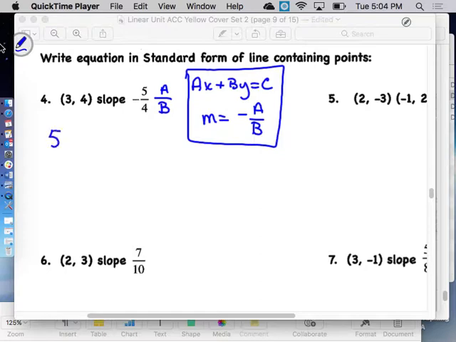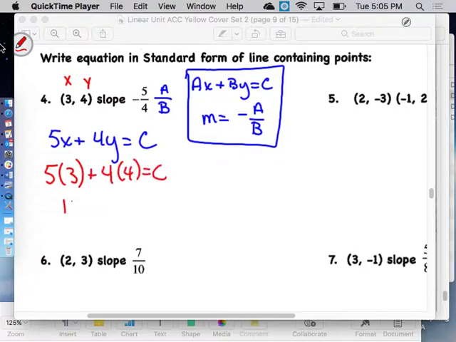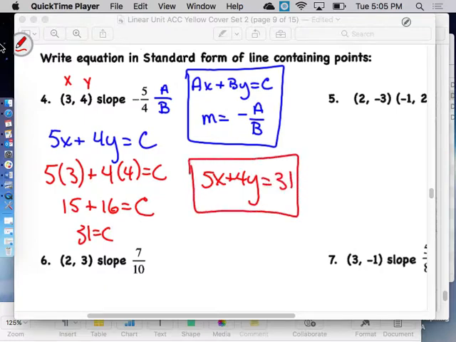So really you could start your equation off just like this. And then you're simply left trying to figure out what c is. And if you substitute in the xy values, it's pretty simple to figure out what the value of c is. So you're going to have 15 plus 16, and that's going to give you 31. C is 31. So this equation in standard form. And then let's move on and see what else.